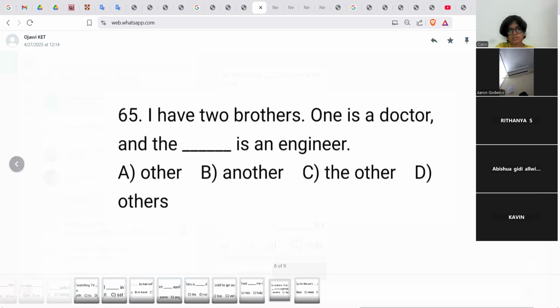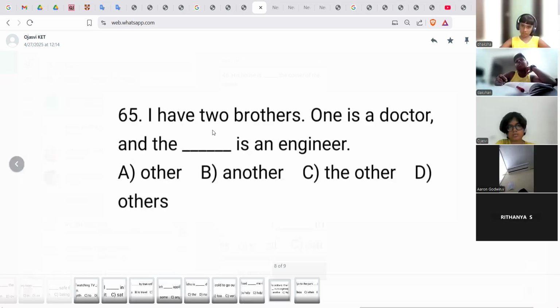Okay, Ritanya. The answer is they have clearly told you two brothers. One brother is a doctor. The only other brother you can say because only one is remaining. If multiple things are remaining, you can actually pick "another" so that you can differentiate. It has to be "other".